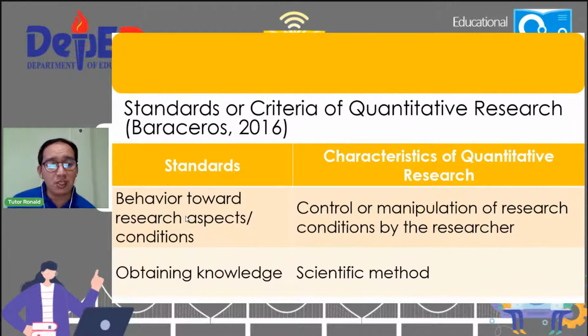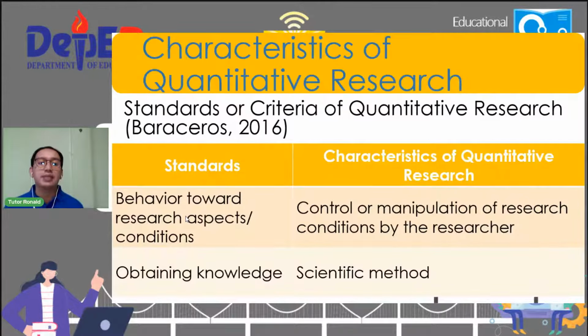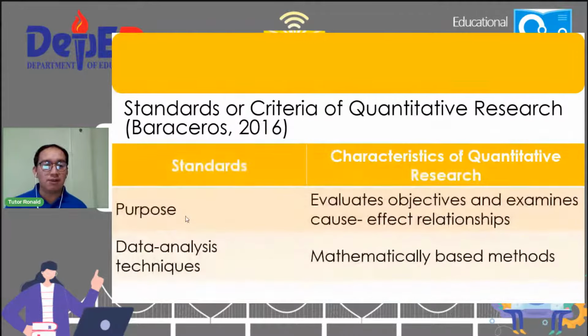Then, in terms of obtaining knowledge, again, quantitative research follows scientific method. Next, for purpose, the purpose of a quantitative research is to evaluate objectives and examine cause-effect relationships. Kadalasan po ng quantitative research, meron po tayong types of quantitative research, and ang pinaka-common na type ay pinag-aaralan ang cause-effect relationship. Later, malalaman po natin kung ano po itong mga types or kinds of quantitative research.